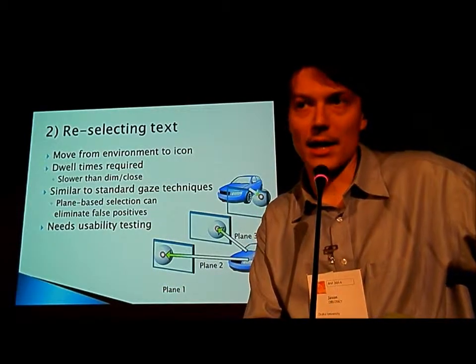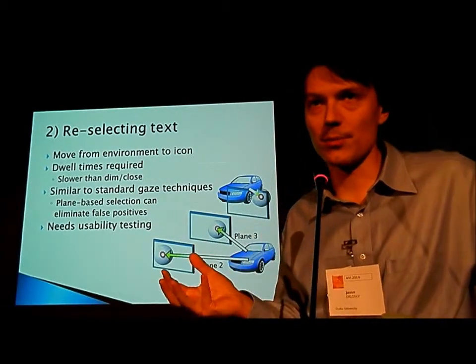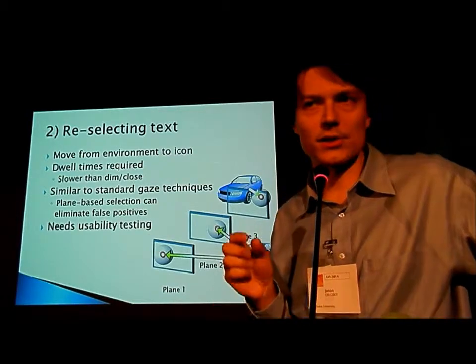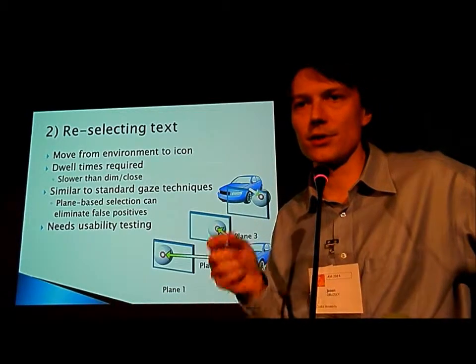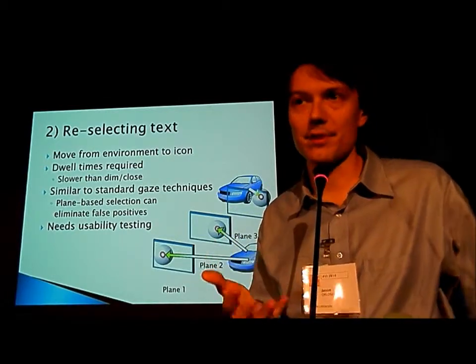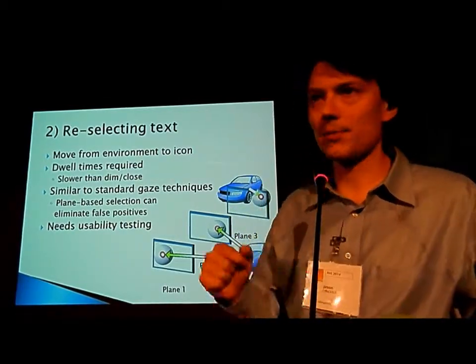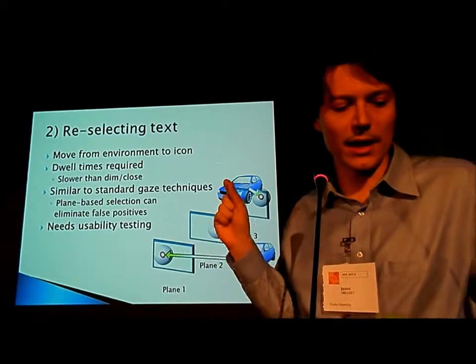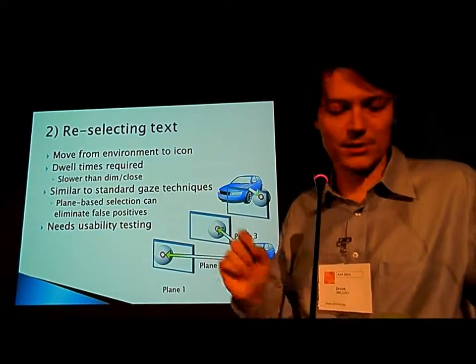So the second goal was reselecting text. So how do people reselect text once it's back on? This is a little bit closer to typical methods that are line of sight, but we also gain some advantages by calculating depth, not just line of sight. So it basically requires a dwell time. Someone looks at a virtual icon, which is left on the screen.